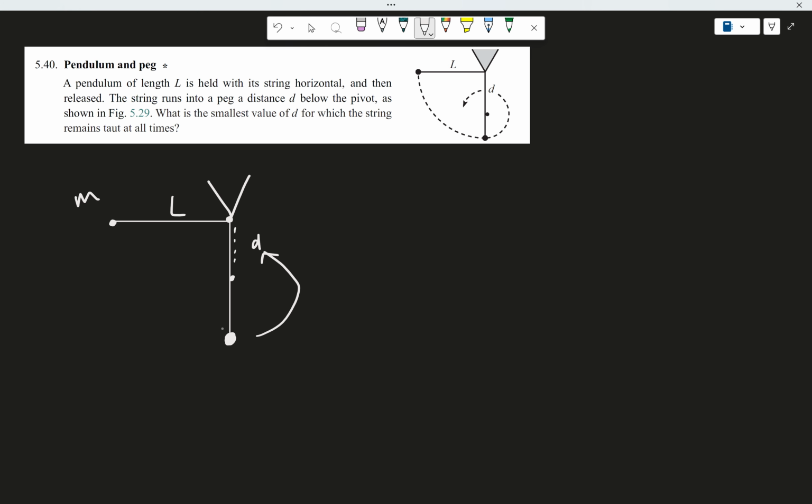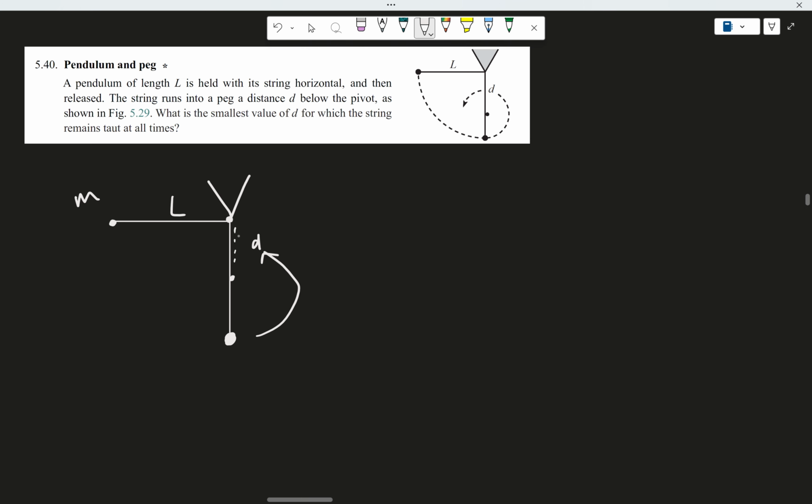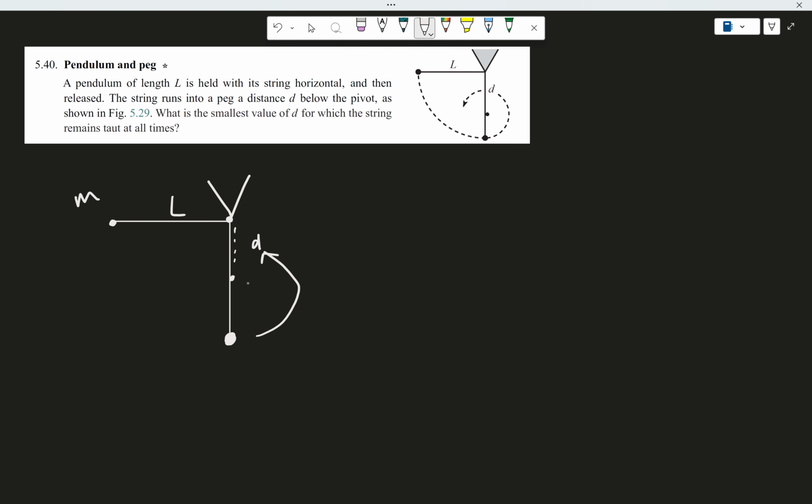Let's first think about what this question really means. It is asking us for the smallest value of d for which the string remains taut. What does that mean? Well, that means when this mass goes up to the highest point of this revolution, this mass should have enough velocity so that it completes a full circle and it wouldn't fall down or collapse midway. And so now our job is to find the smallest value of d so that it produces a value of velocity v, so that this mass is able to complete a full circle.